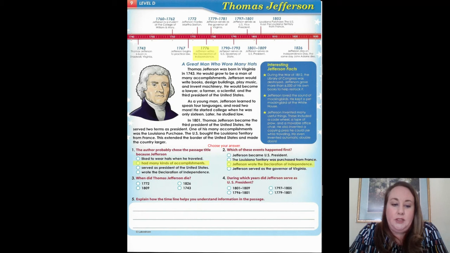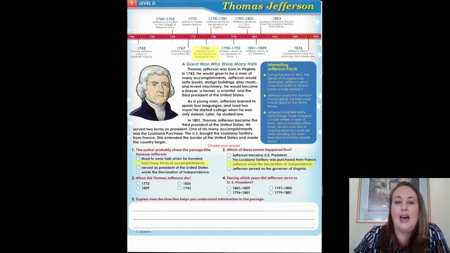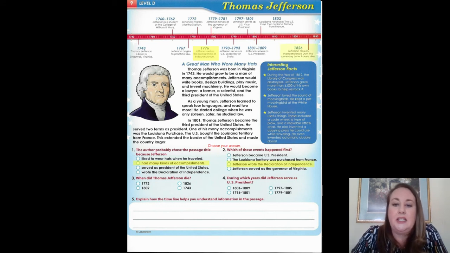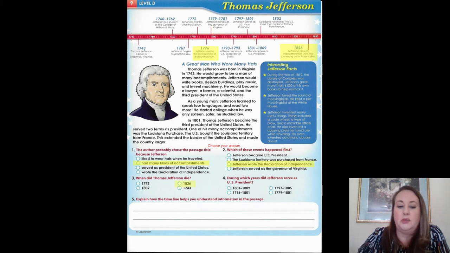All right, number 3. When did Thomas Jefferson die? Now, I talked about it earlier. I did not see it in the passage, but I did find it in the timeline. So I found it here that in 1826 is when he passed away. So I would choose the year 1826 as my answer.